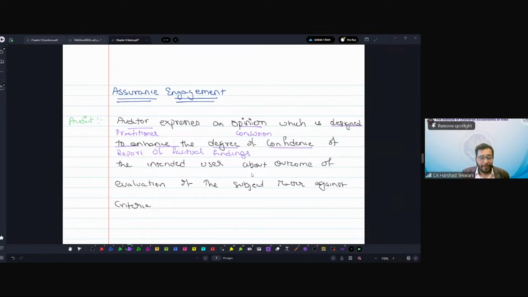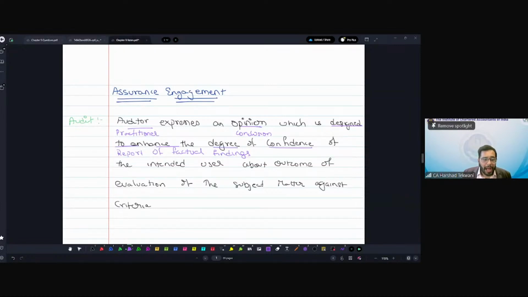Now, factual findings to the intended users. In our case, intended users can be the ones who are appointing us, not necessarily the general members of the company, shareholders of the company. No, it can be management also. So here it can be various other stakeholders, various intended users in our case.